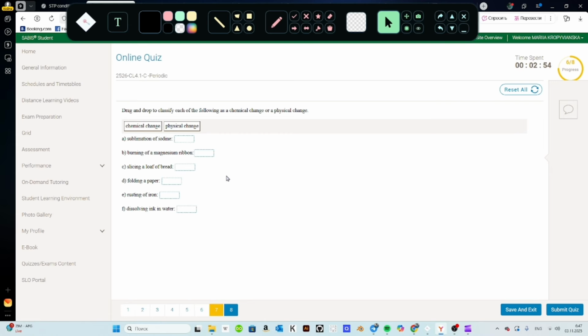Now, we can refer to sublimation as a physical change. Burning of a magnesium ribbon, that's a chemical change. Slicing a loaf of bread, physical. Folding a paper, also physical. Rusting of iron, chemical. And dissolving ink in water, that's considered a physical change.